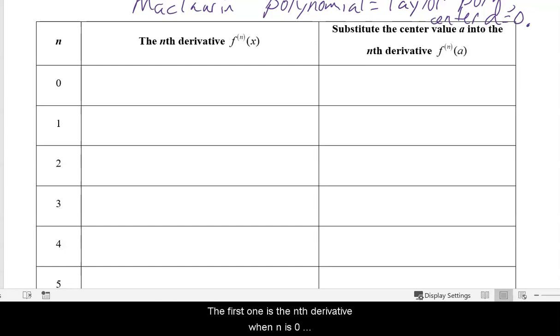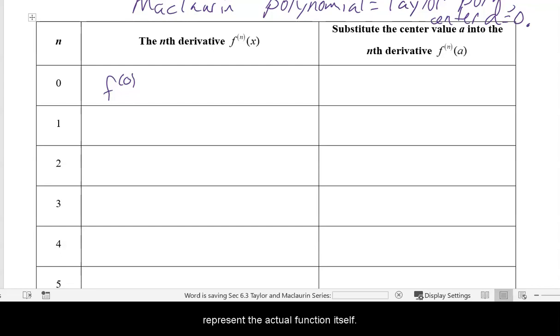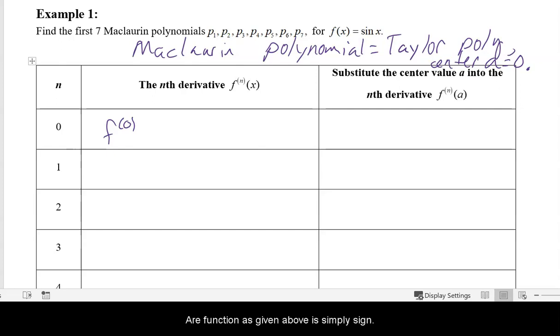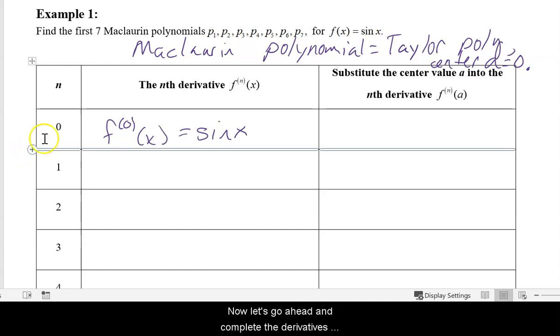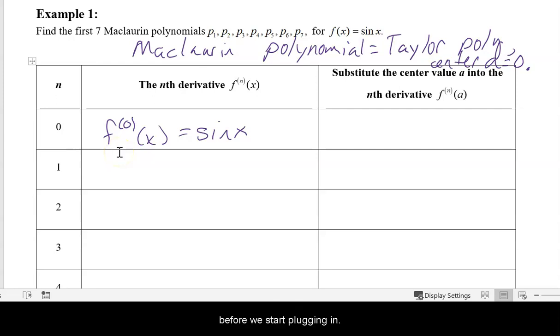The first one is the nth derivative when n is 0. Remember that we defined the zeroth derivative, in fact, to represent the actual function itself. Our function, as given above, is simply sine. So the zeroth derivative is, in fact, still sine of x. Now let's go ahead and complete the derivatives before we start plugging in. Different students like to do it different ways, but I find it's easier to think in terms of derivatives all at once and then to plug in all at once.